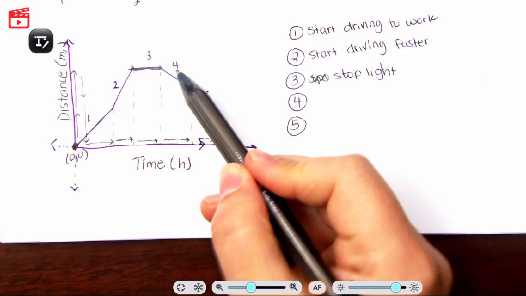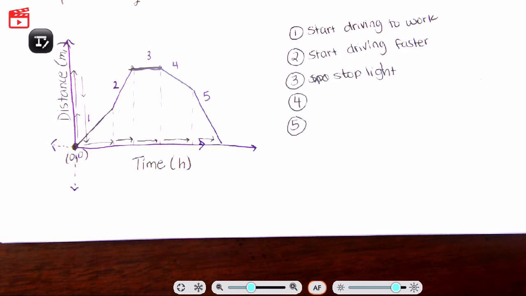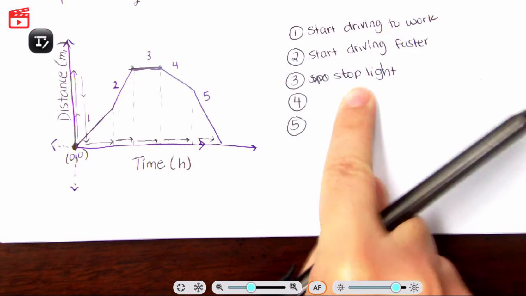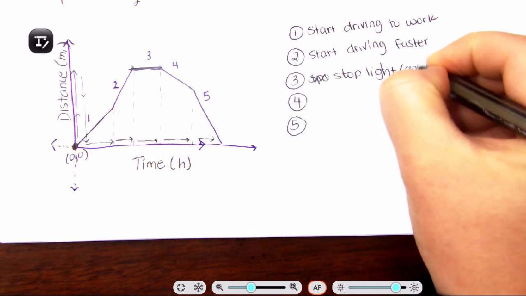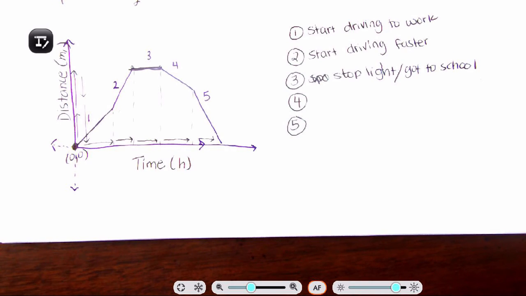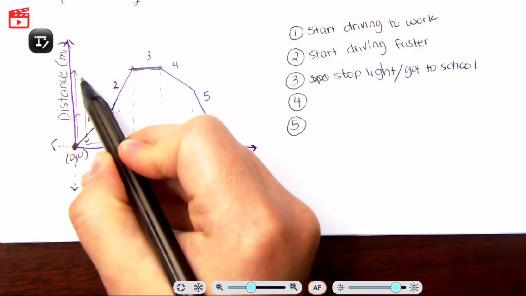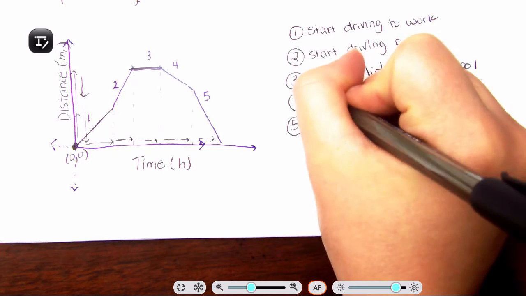Then notice that for number 4, I go down. So maybe I forgot something at home, or my stoplight. Ooh, you know what? Instead of writing stoplight, I can be saying that I got to school. I arrived at my destination, or maybe a stoplight. Either way, time is going. However, I'm not moving. So maybe I parked the car and I stopped driving. So then for number 4, looks like distance is going down. So that means my distance away from home is decreasing. So maybe I start driving home.